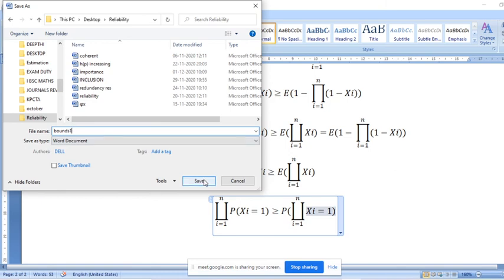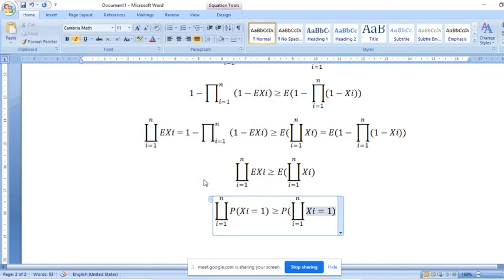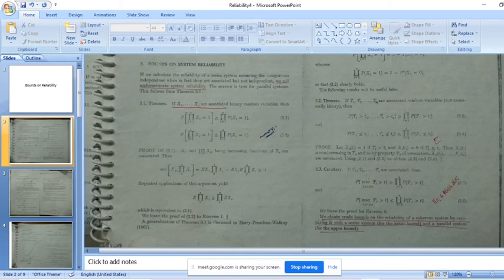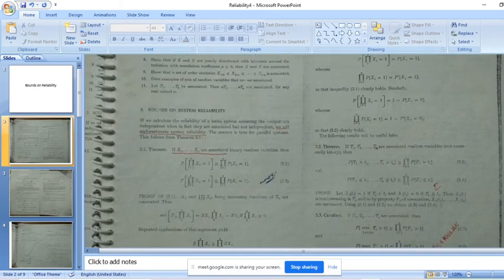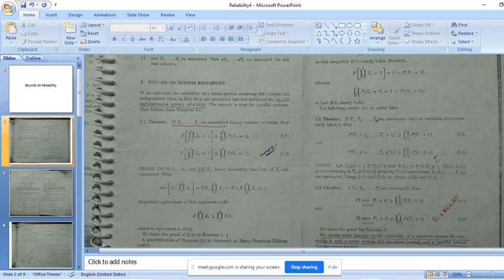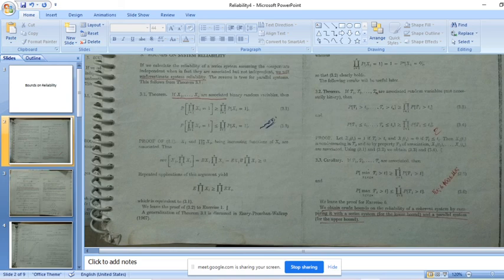So this is a fundamental formula used for further calculation of bounds for the reliability. We will apply this formula to different cases, so we will have different results, and that will be discussed in the next class, no problem.